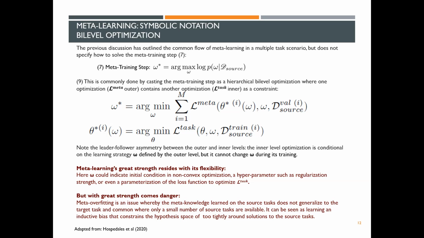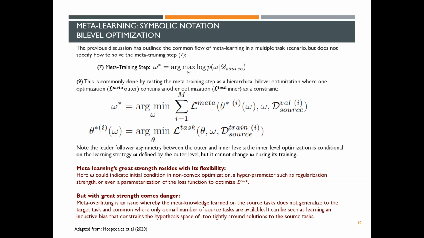Now that specific task loss function becomes a constraint within the loss function of your meta optimizer. So they speak of this as being asymmetrical, where the inner level optimization is conditional on the learning strategy defined by the outer layer, but can't actually change your meta knowledge during its training.